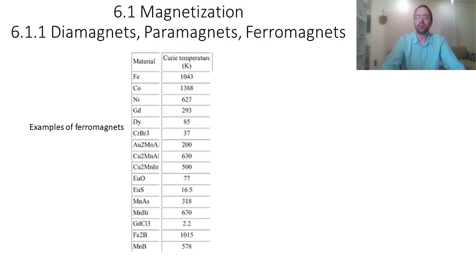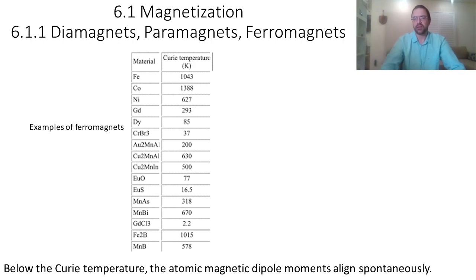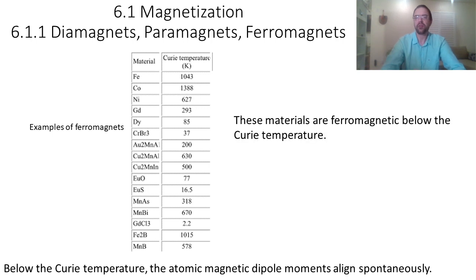Here are more examples of ferromagnetic materials, and for each of them, the second column indicates the Curie temperature in Kelvin. The Curie temperature is the temperature below which the atomic dipole moments align spontaneously. So these materials are ferromagnetic below the Curie temperature. Here is a question for you. If these materials are ferromagnetic below the Curie temperature, then what are they above the Curie temperature?